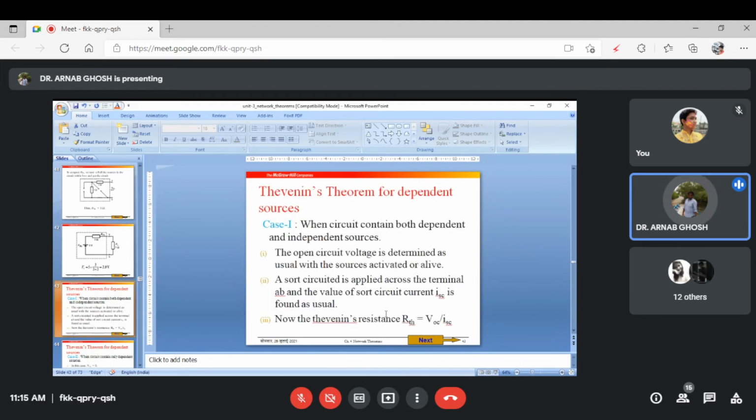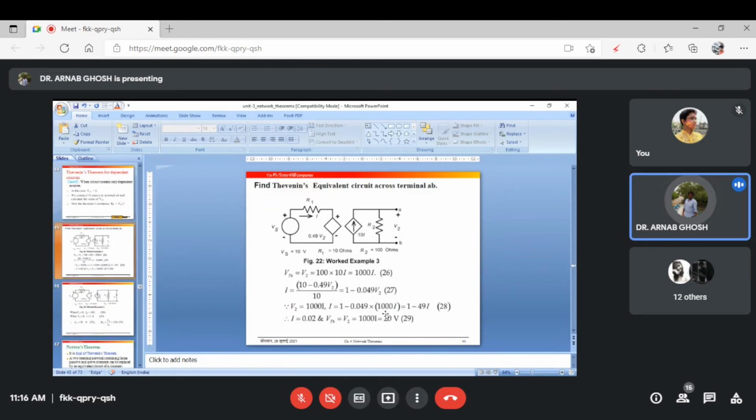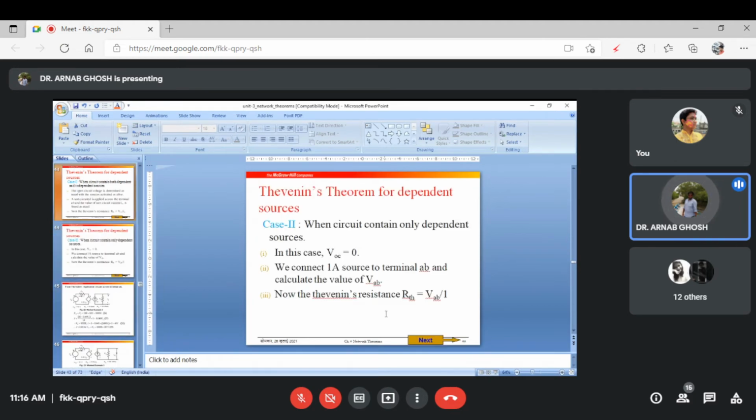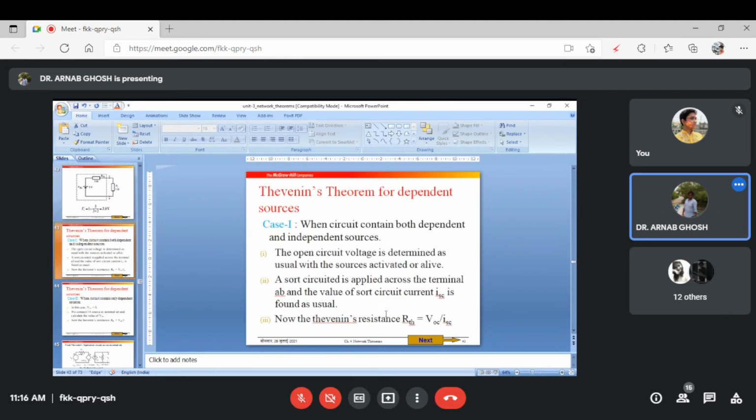Now next thing, so this was all about the independent sources. Now the next one is important because we will be doing this for Thevenin's equivalent voltage, and that will be for dependent sources. When I am considering a circuit with dependent sources, I am considering Thevenin's theorem for dependent sources for two cases. The first case is when the circuit consists of both dependent and independent sources.